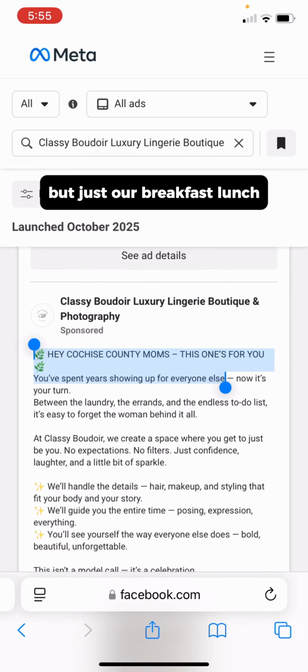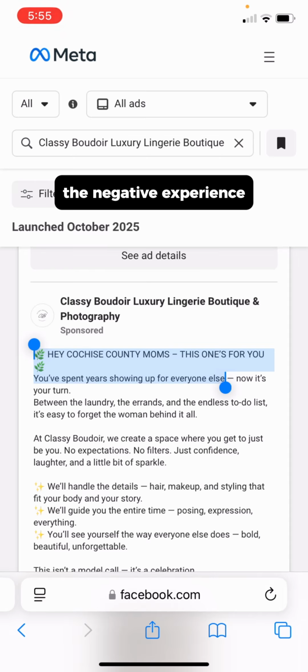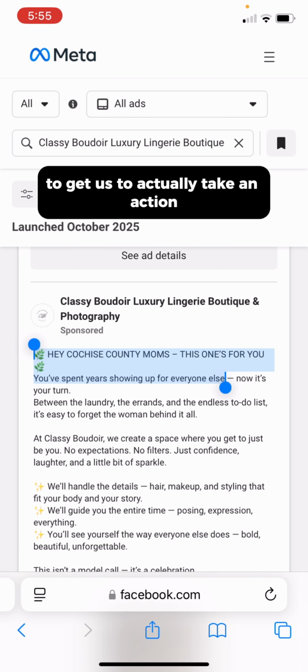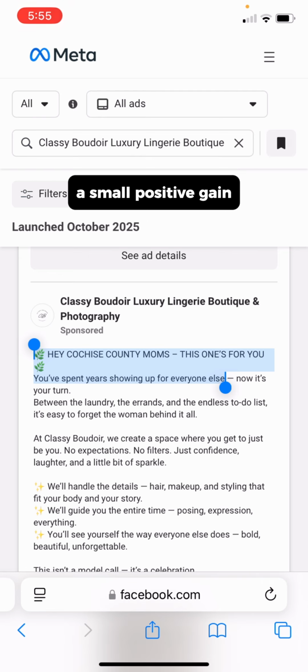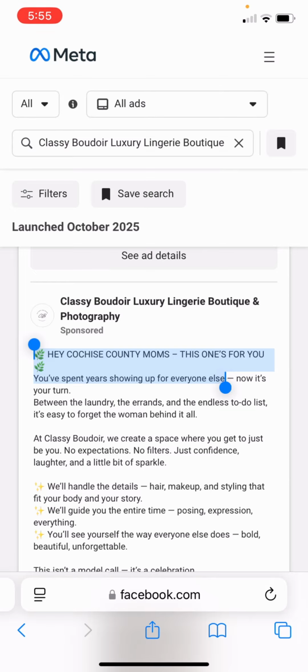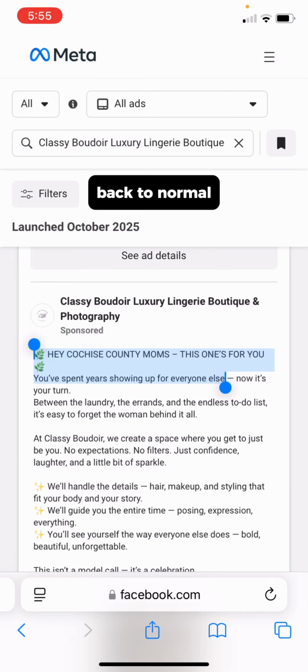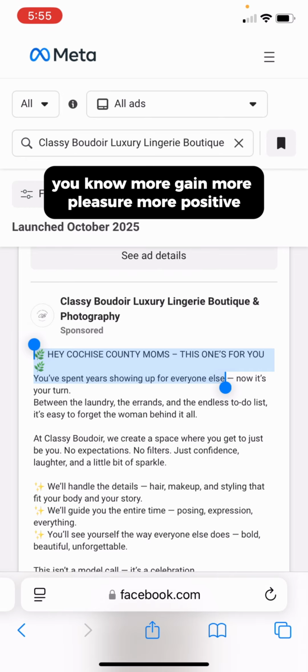But just our breakfast, lunch, dinner, and sleep being disrupted in only 24 hours, the negative experience, the pain that we want to move away from, is just 24 hours, one day, to get us to actually take an action to go to the dentist, instead of 500 days where we took no action to get a small positive gain. So in that case, it's 500x more powerful, or higher probability, that we took an action to get away from a negative experience back to normal, compared to a default normal experience to something more gain, more pleasure, more positive.